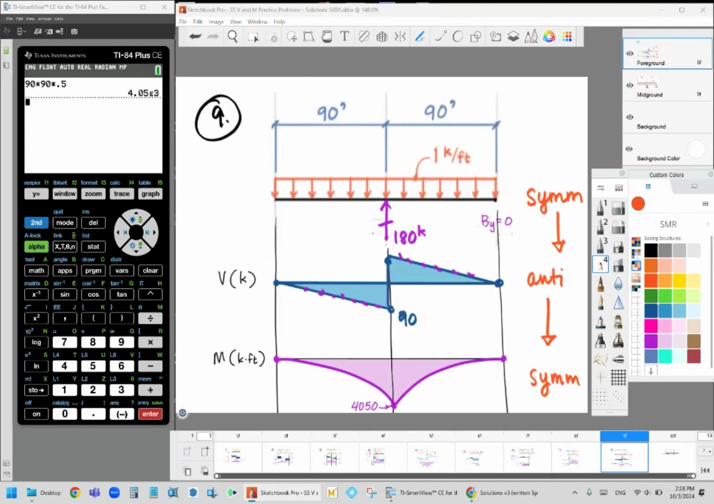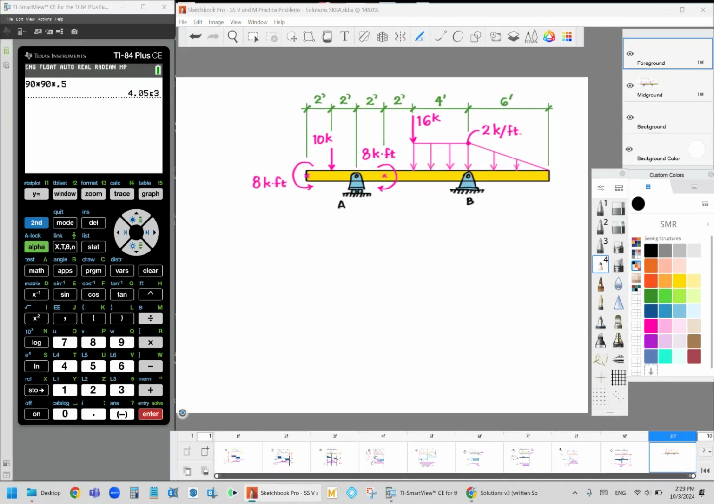Number 9's done. So last problem, number 10. Woohoo! Problem number 10. Oh man, this is an annoying problem. Who made this up? I think I did. Sorry. All right, well, we got to deal with it.